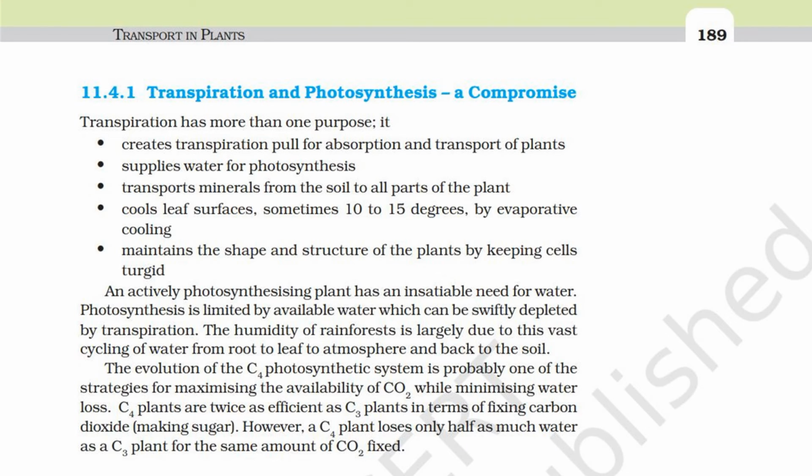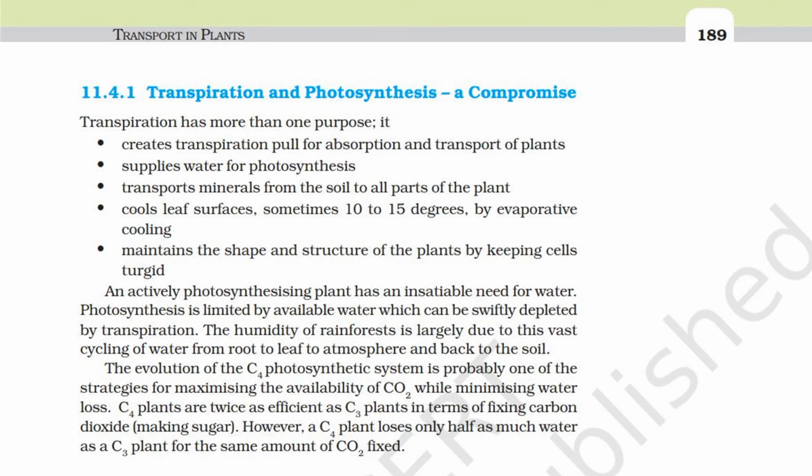Transpiration and photosynthesis, a compromise. Transpiration has more than one purpose. It creates transpiration pull for absorption and transport of plants. Supplies water for photosynthesis. Transports minerals from the soil to all parts of the plant. Cools leaf surfaces, sometimes 10 to 15 degrees, by evaporative cooling. Maintains the shape and structure of the plants by keeping cells turgid.